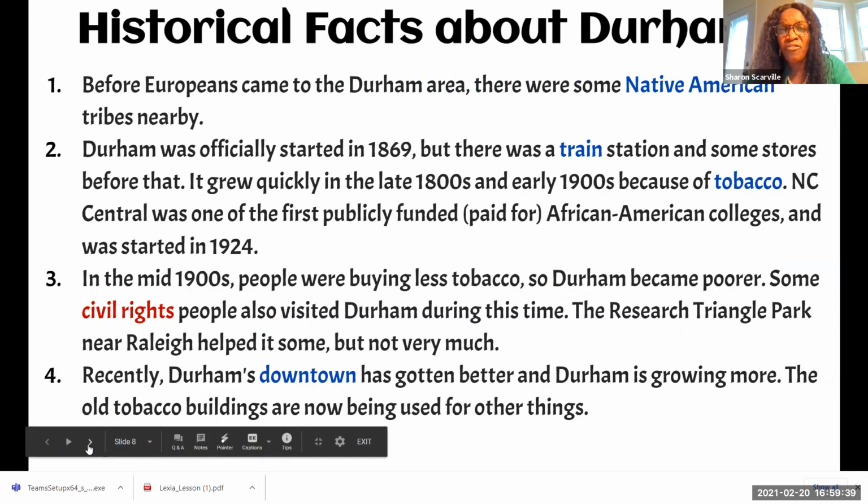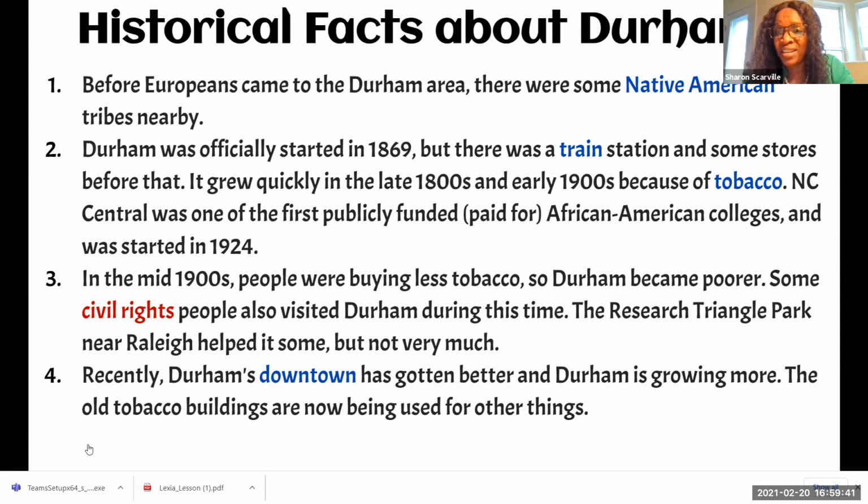Some historical facts about Durham, North Carolina. Before the Europeans came to the Durham area, there were Native American tribes nearby. Durham was officially started in 1869, but there was a train station and some stores before that. It grew quickly in the late 1800s and the early 1900s because of tobacco.